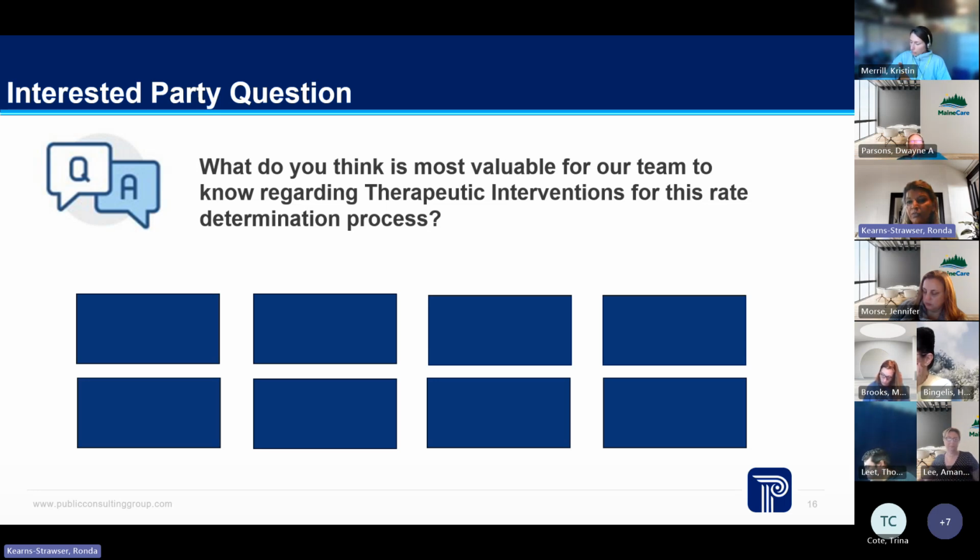So I don't know if there's something like that, or if there's something else in relationship to the providers or service delivery, or some of those different pieces or geographical regions, anything like that. But is there anything that you feel is most valuable for our team to know as we continue to go through this rate determination process about therapeutic interventions? Rebecca, go ahead.